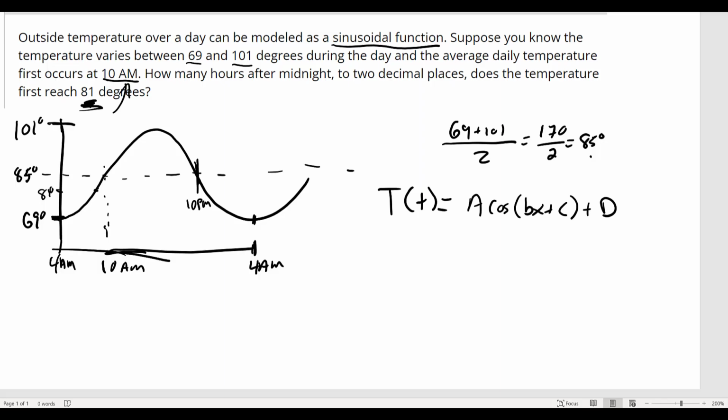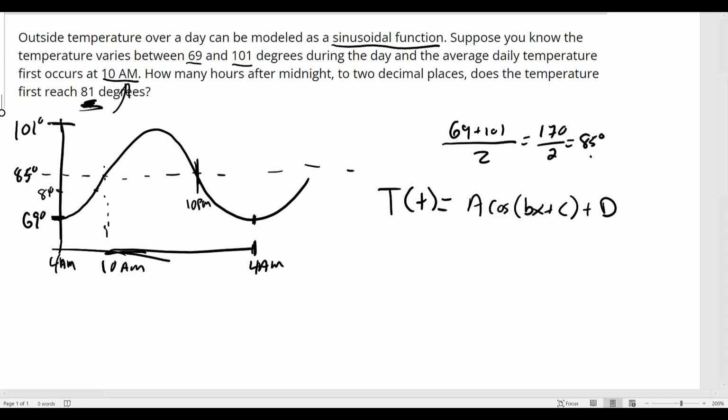Okay, for this problem, we are looking to find the time the temperature reaches a certain temperature. So let's see. Outside temperature over the day can be modeled using a sinusoidal function. Suppose you know the temperature varies between 69 degrees and 101 degrees during the day, and the average daily temperature first occurs at 10 a.m. How many hours after midnight, to 2 decimal places, does the temperature first reach 81 degrees?